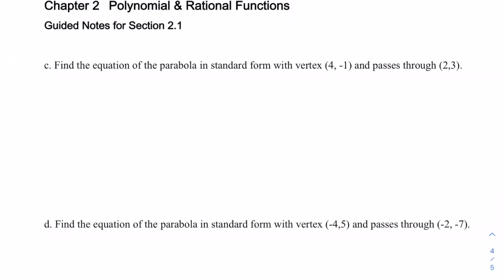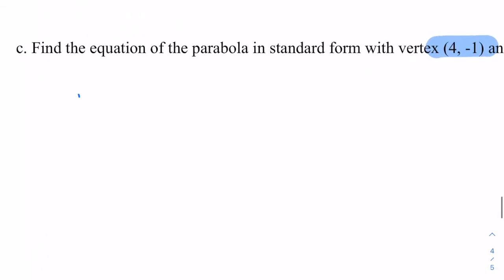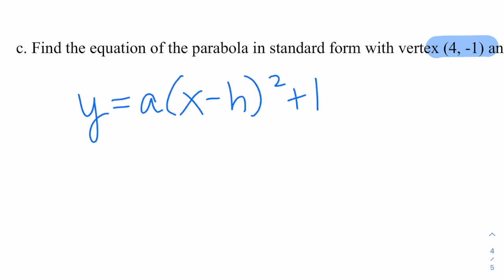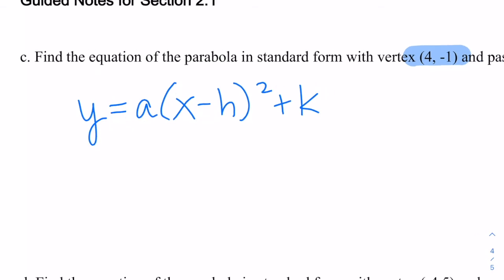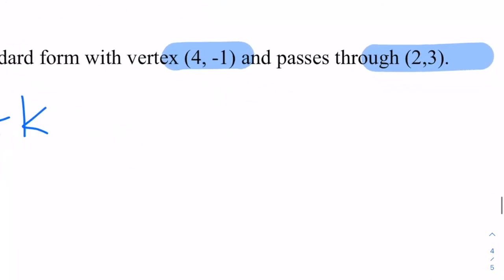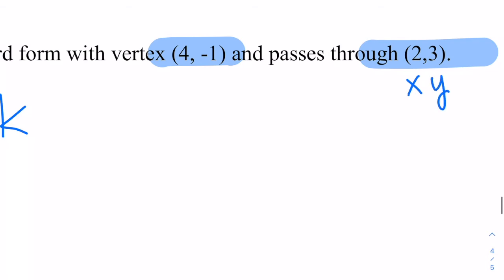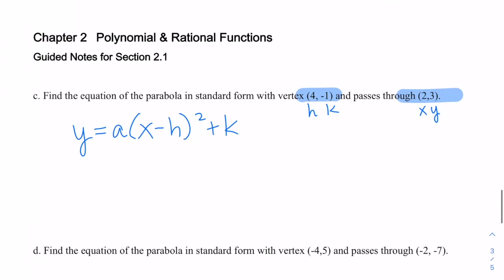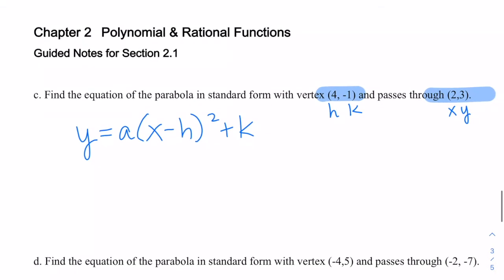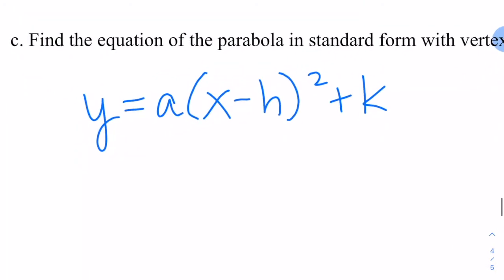Now let's write the equations for parabolas given certain information. We're given the vertex, which is (4, -1), and a point (2, 3). If I use standard form, which is y equals a times (x minus h) squared plus k, I do know the x and y. I do know a value for the h and k. The only value that's missing is the a. So I'm going to plug in the values into the equation and solve for a.